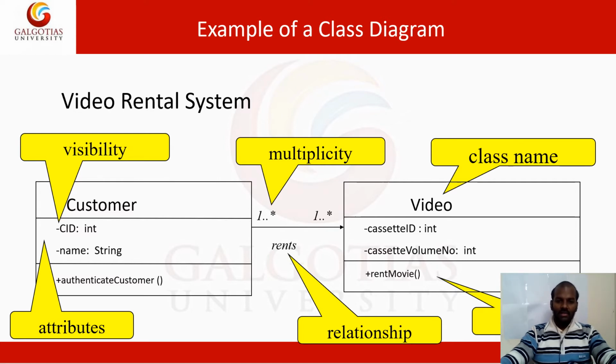Between the customer and the video there is a relationship. The straight line with an arrow mark in a UML diagram indicates an association. So the customer is associated with the video, because the customer rents the video. And what is the multiplicity concept? There are 1 to 1, many to 1, or 1 to many, and we can mention any kind of multiplicity between two different classes.